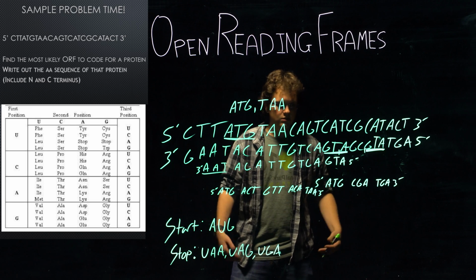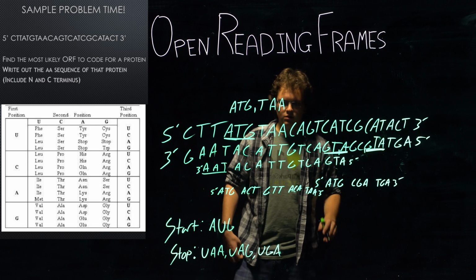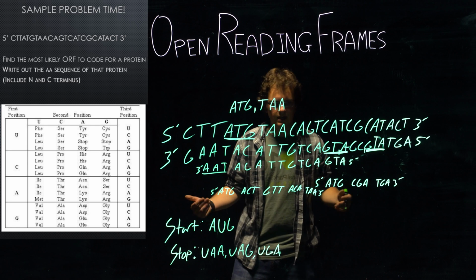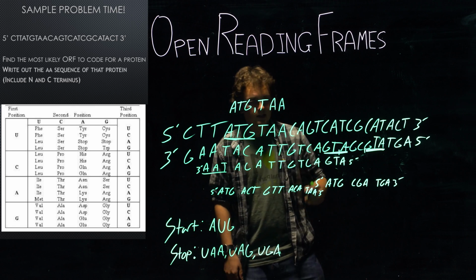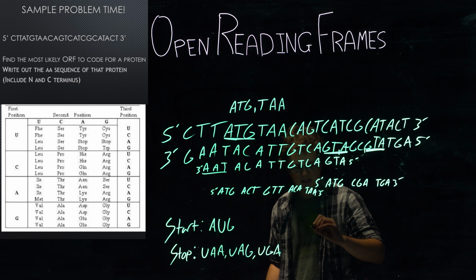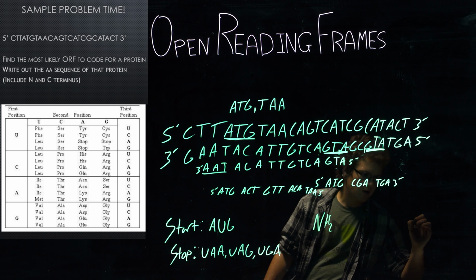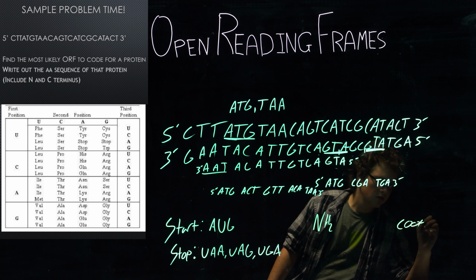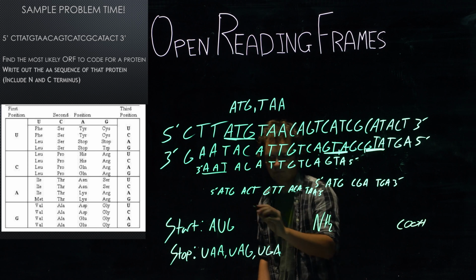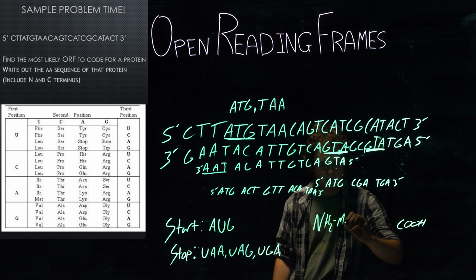And then once you have this, you can use the genetic code to go and read your sequence to get an actual protein out of it. DNA is read 5' to 3'. Proteins are made N to C. So they have an amino terminus, which is NH2, and it goes all the way to a carboxyl terminus, which is COOH, right? First one's going to be methionine.